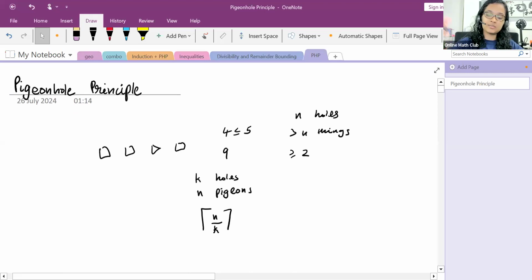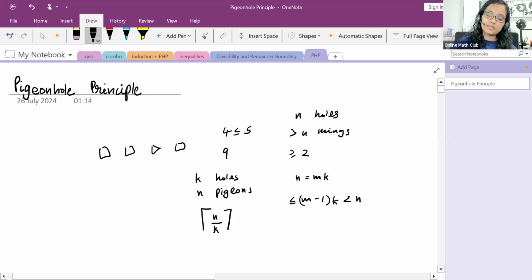So there are two cases. One case is when n is divisible by k. So in that case, if n is equal to mk, but you have less than k things in each hole, then in total you'll have at most, okay, you have k holes, so you have at most m minus 1 things in each hole. And that will add up to m minus 1 times k, which is obviously less than m.